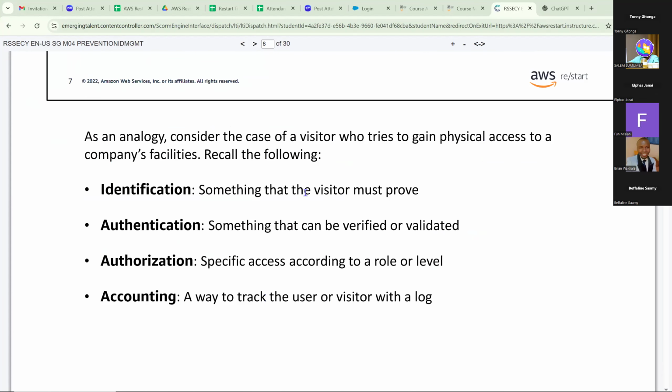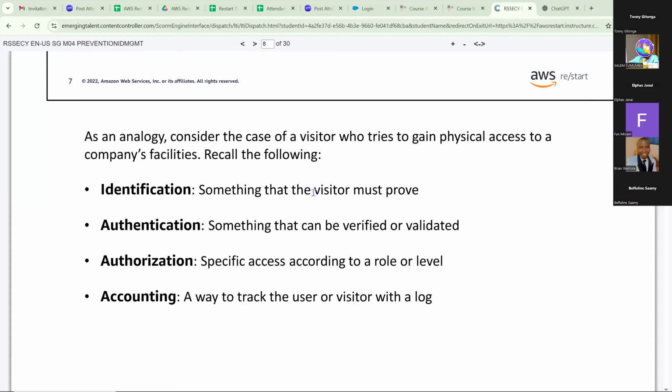Okay, so as an analogy, consider the case of a visitor who tries to gain physical access to a company's facility. Recall the following. So for identification, something the visitor must prove. Not long ago, I visited a certain embassy, and on their gate, the first thing that I had to do, I had to prove that I have an appointment. So that's an identification. And then they checked my name against their list.